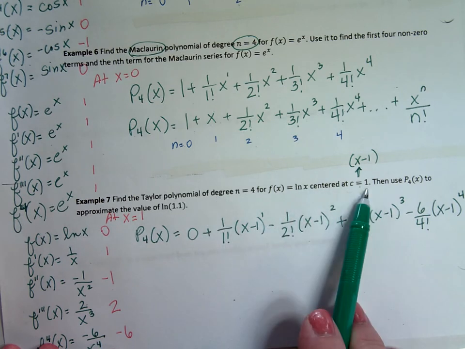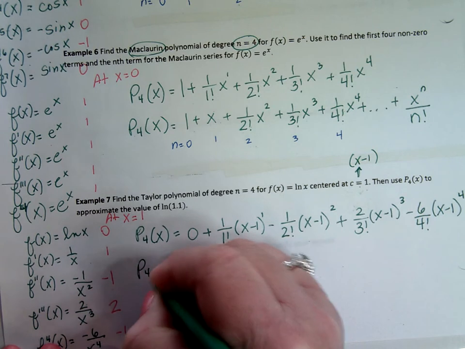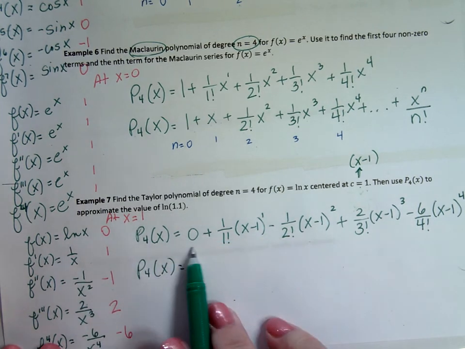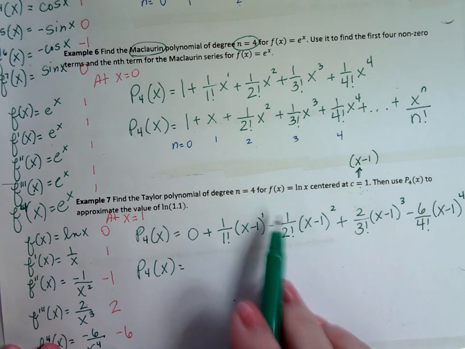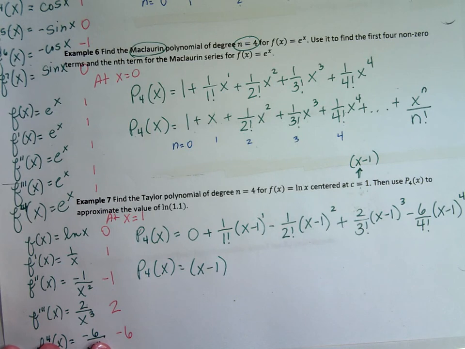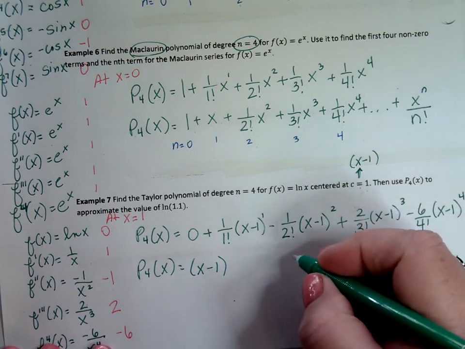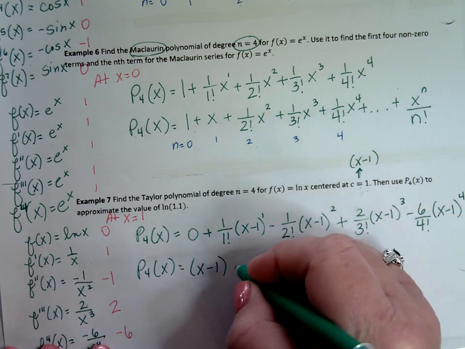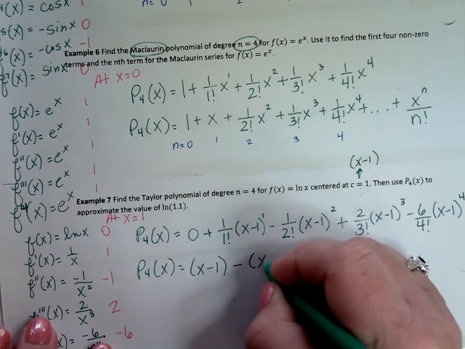So we have a 4th degree polynomial for the ln of x centered at 1. We got that. This is what it looks like. I guess we can prettify it a little bit. Forget the 0. 1 over 1 factorial is 1, and x minus 1 to the first is just x minus 1. This next one, 1 over 2 factorial, and it's negative, 2 factorial is 2 times 1 is 2, so this would be x minus 1 squared over 2.